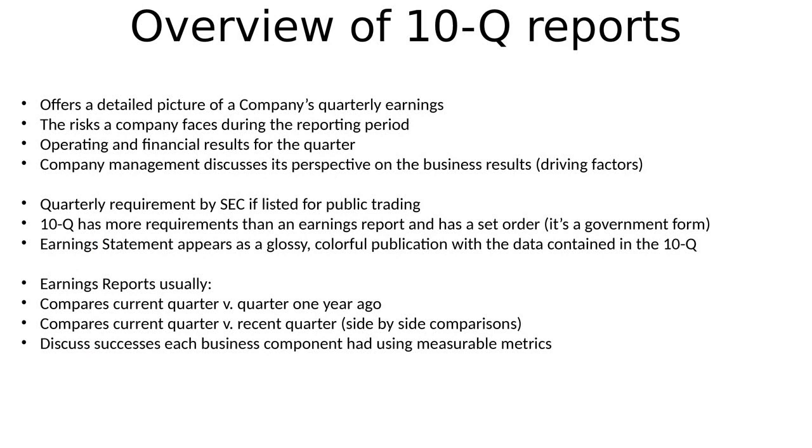Okay, so an overview of the quarterly reports. This offers a detailed picture of a company's quarterly earnings and the risks a company faces during the reporting period. Operating financial results. So you've got your financial statements in there. You've got the balance sheet, the income statement, earnings report. Company management discusses its perspective on the business results.